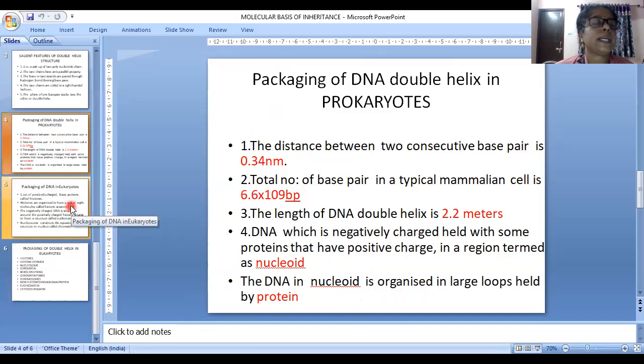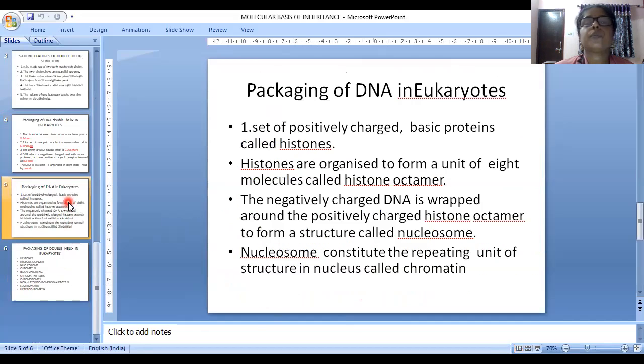Now packaging in eukaryotes. A set of positively charged basic proteins called histones are organized to form a unit of 8 molecules called the histone octamer. Negatively charged DNA is wrapped around the positively charged histone octamer to form a structure called the nucleosome. The nucleosome constitutes the repeating unit of structure in the nucleus called chromatin.